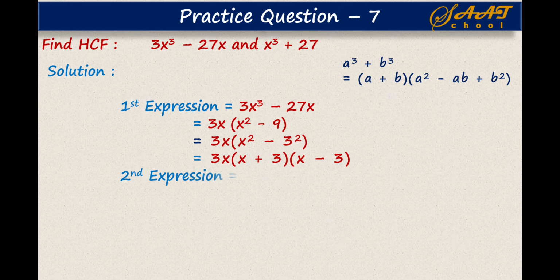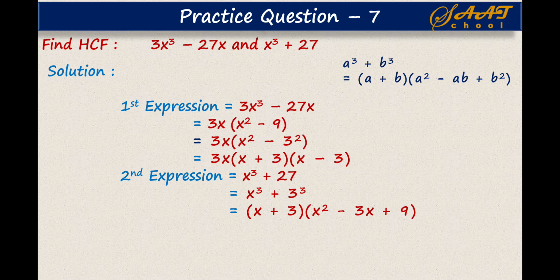The second expression is x cube plus 27, which is in the form of a cube plus b cube. That is x cube plus the cube of 3, which equals x plus 3, x square minus 3x plus 9. As you can see above, a cube plus b cube is a plus b, a square minus ab plus b square. Now looking for common factors, we have one factor in common between the first and second expressions, and that is x plus 3. That is the highest common factor, so the HCF is x plus 3.